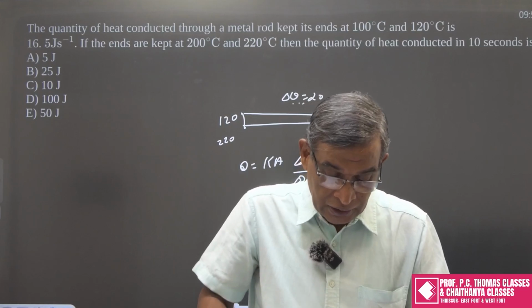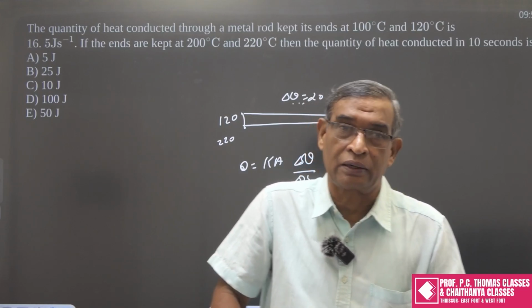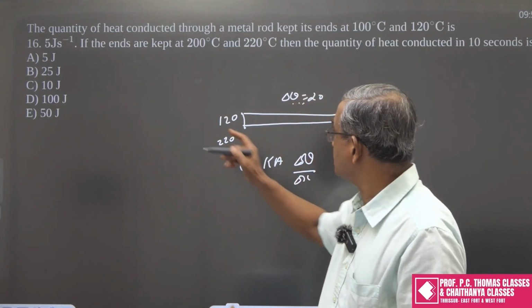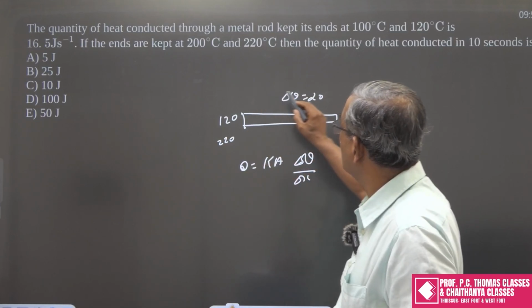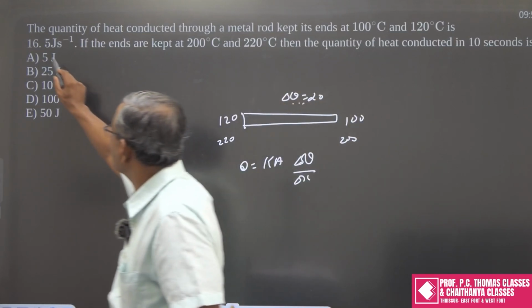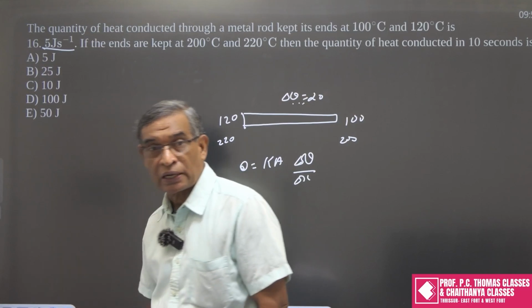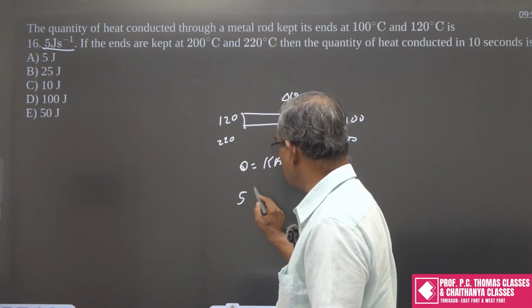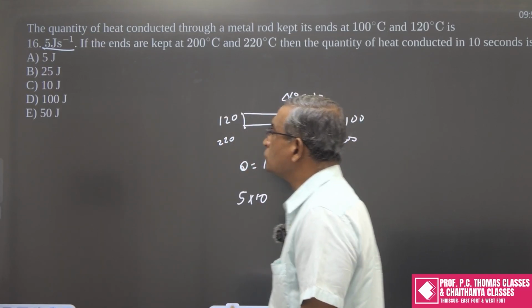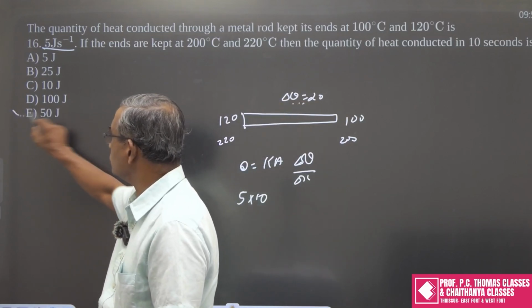But the question is, the quantity of heat conducted in 10 seconds. In 1 second, it is 5 joule per second. Therefore, in 10 seconds, 5 into 10. So, the answer is equal to 5 into 10 is equal to 50. So, go through this and we can see the option is equal to 11.